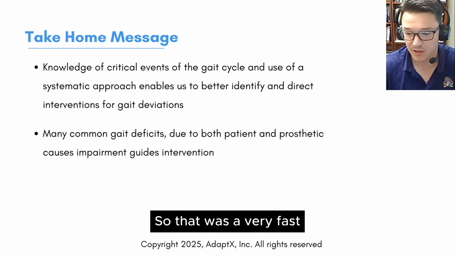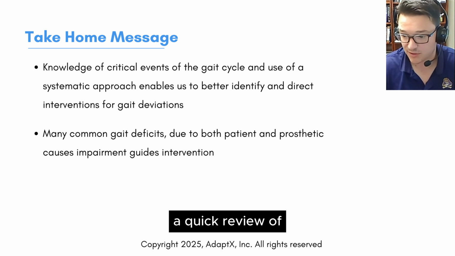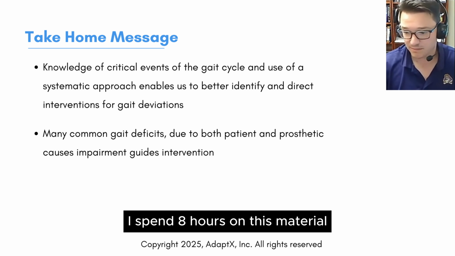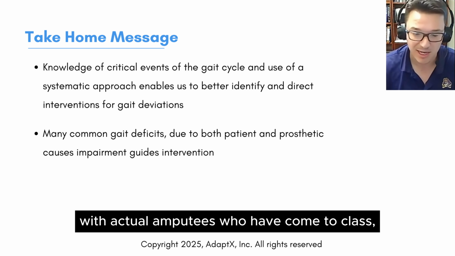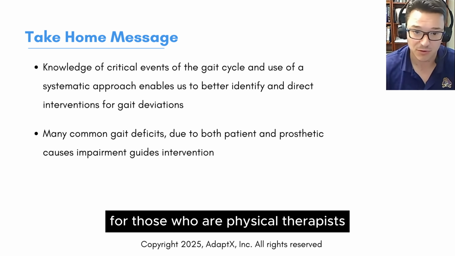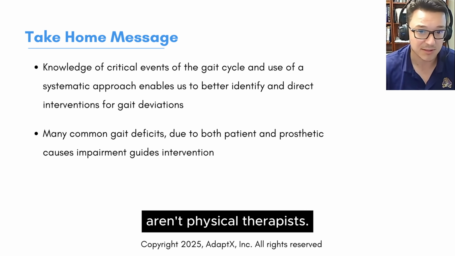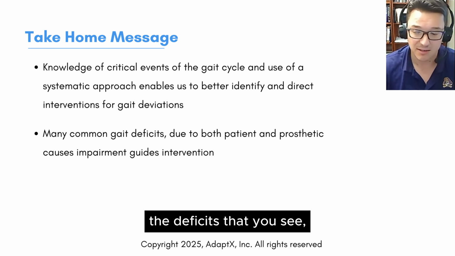So that was a very fast explanation, designed to be fast. A quick review of what you see in prosthetic gait with transtibial and transfemoral. I spend 8 hours on this material in much greater depth with actual amputees who come into class. But I hope this is a good review for those who are physical therapists and a good introduction for people who aren't physical therapists. But really got to think about the deficits that you see.